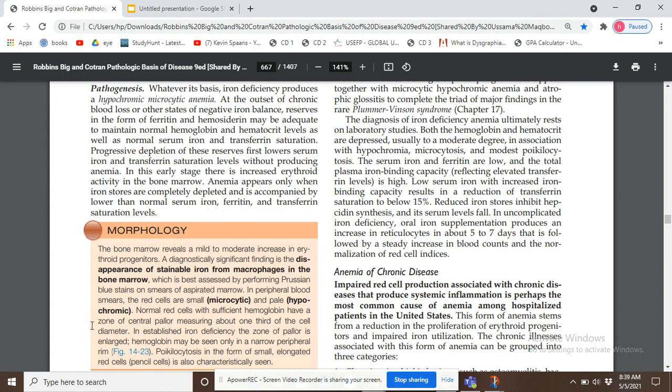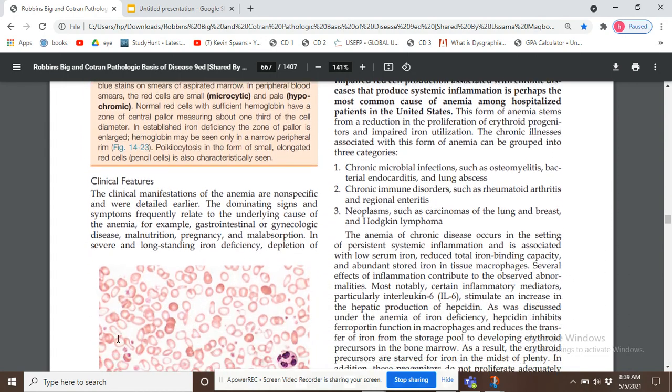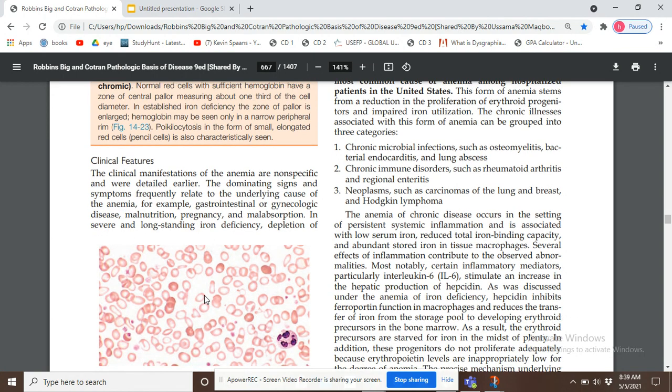Let me read that again. Normal red blood cells with sufficient hemoglobin have a zone of central pallor measuring about one third of their cell diameter. In established iron deficiency anemia, the zone of pallor is enlarged. Hemoglobin may be seen only in a narrow peripheral rim. They are showing this here in figure 14.3. You can see that the central pallor is more than one third, and only a small rim of hemoglobin is present in the periphery.